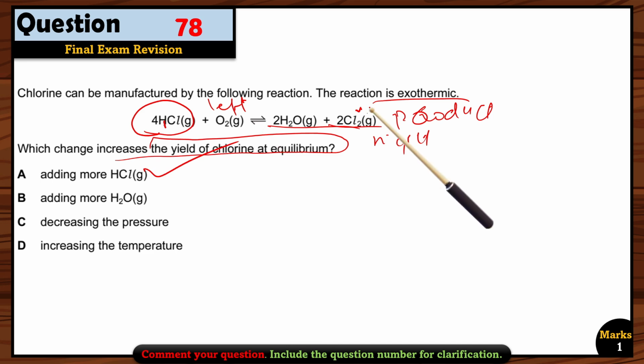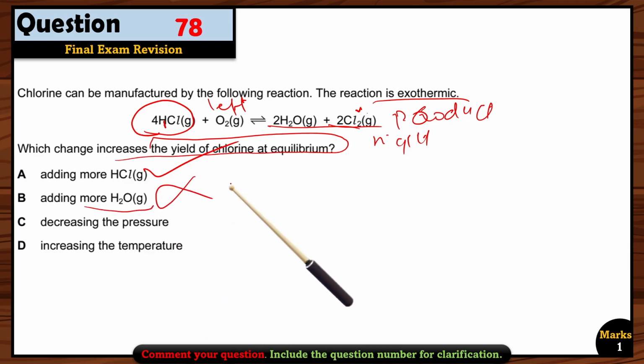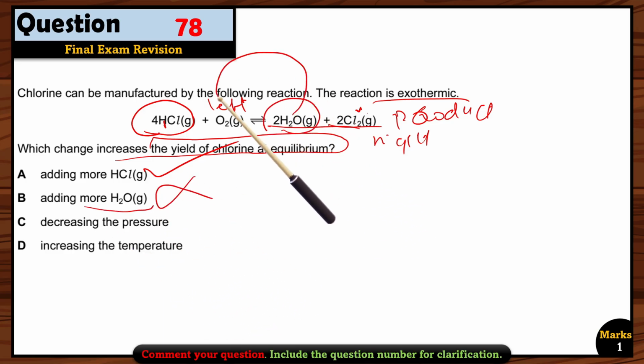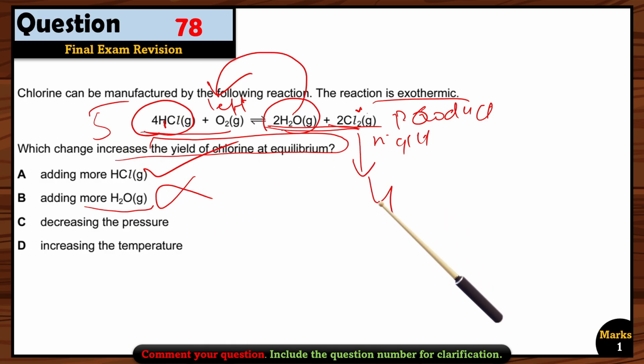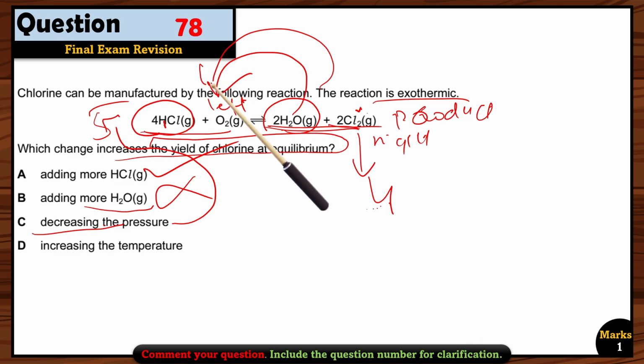Now we can see the other options also. Adding more H2O. Wrong, because if you add more product, the reaction will shift towards the left side. Decreasing the pressure: if you decrease the pressure, it will always help the side with more moles. Let's see how many moles of gas we have here: 5. And here: 4. So if you increase the pressure, it will help the side with fewer moles, but if you decrease the pressure, it will help the side with more moles. So again it will move towards the left side, which we don't want. We want more chlorine, so the reaction should shift towards the right side.